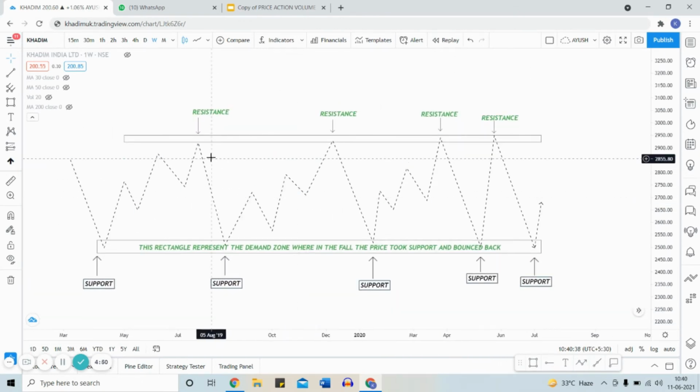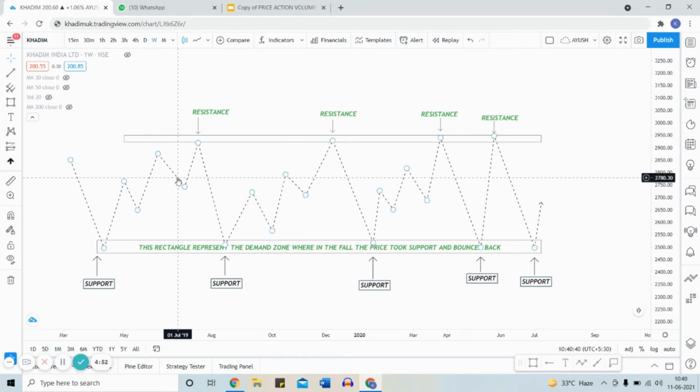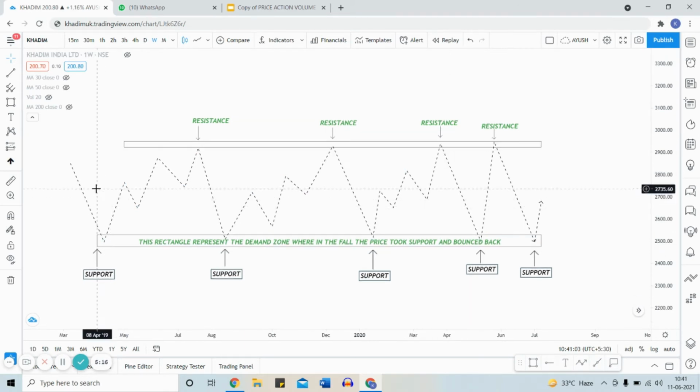So resistance is any area of price where, when a stock is rising, it comes to the resistance and falls. People generally either book profit at a resistance or try to short the market at a resistance. But price action going forward will decide how to do that. With the help of support and resistance, the stock made a range.